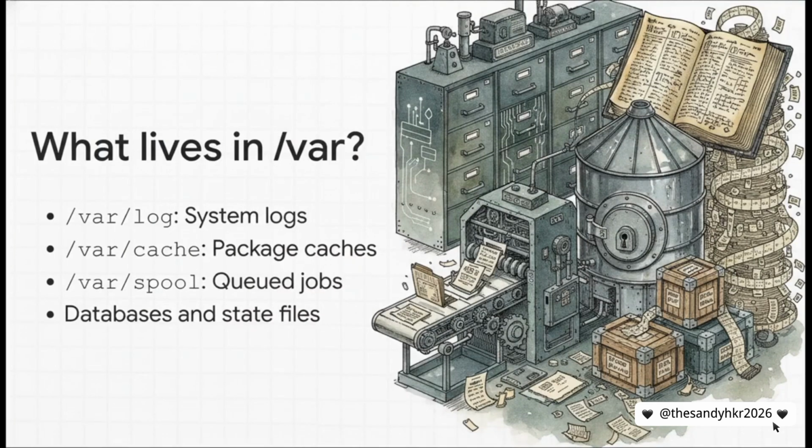Well, this is basically where your system writes its history. All of your system logs live in /var/log. When you update your OS, the downloaded packages are temporarily stored in /var/cache. If you queue up a print job or an outgoing email, it waits in /var/spool. Databases and application state files, they live here too. Because it's constantly being written to, the var directory is, without a doubt, one of the busiest, most active parts of your entire system during normal operation.